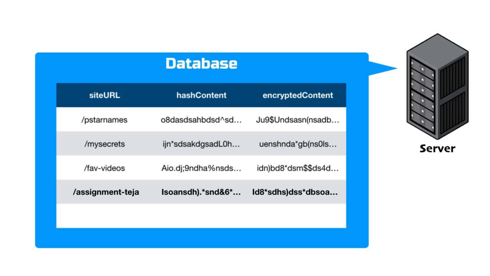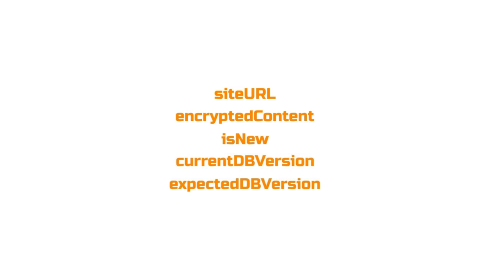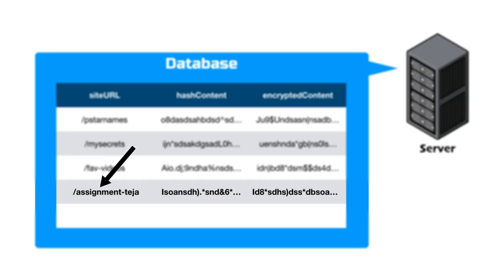Now later when you visit that same link that you created, you'll get a response from the server with 5 parameters, which are site URL, encrypted content, is new, current DB version, and expected DB version. Site URL is nothing but the name of your link, that is the string proceeding after protectedtext.com. Encrypted content is the encrypted version of the text that is saved on that particular link. You cannot understand this encrypted text because you need to decrypt it first with a key. In this case, the password that you chose when you created the link is the key.